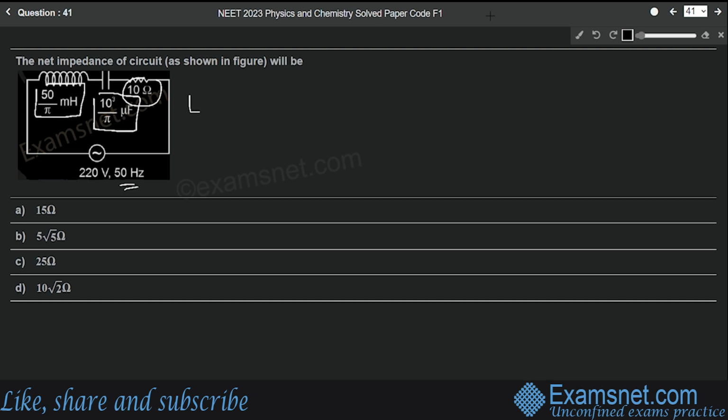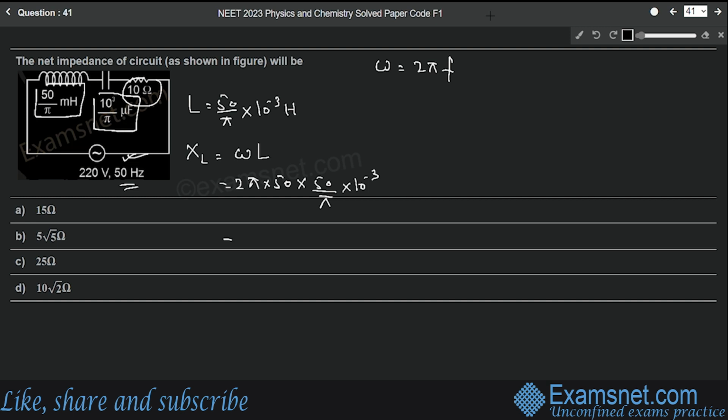Now inductance L is given as 50 by pi millihenry, that is into 10 to the power minus 3 Henry. And we know that the inductive reactance, that is XL, is equal to omega into L. What is omega? It is the angular velocity, and we know that omega is equal to 2 pi into frequency f. Frequency is given as 50 hertz here. So in place of omega we can write 2 pi into 50, and L is 50 by pi into 10 to the power minus 3 Henry. So on solving this we'll get 5 ohm.